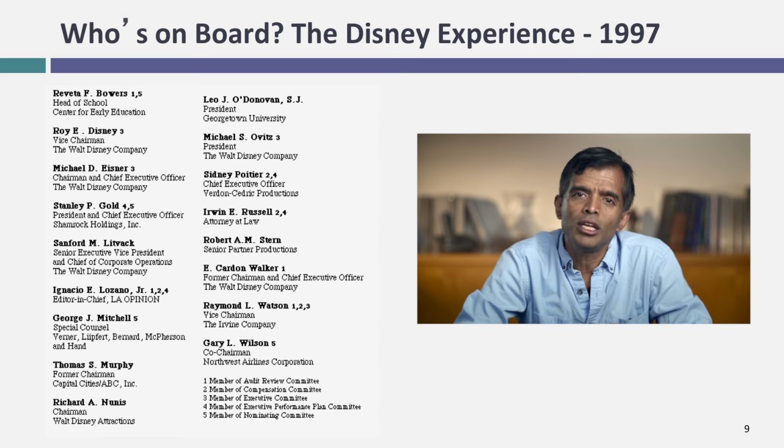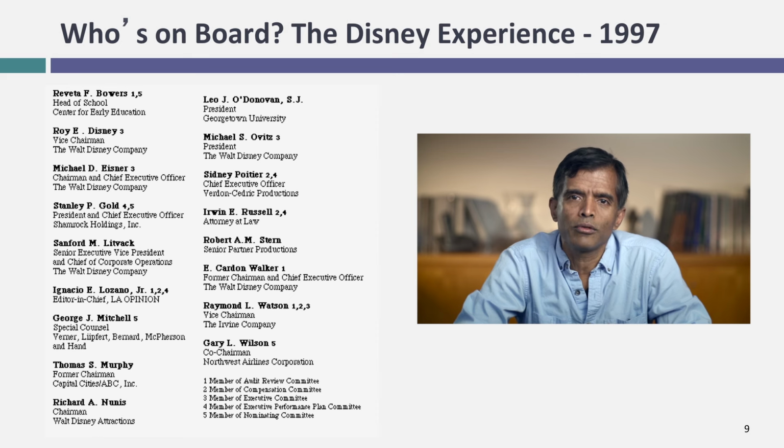Second, 8 of the 17 members on this board are insiders. They either work for Disney or used to work for Disney. In other words, they work for the company that they oversee. This is the board, after all, that is supposed to keep an eye on top management.